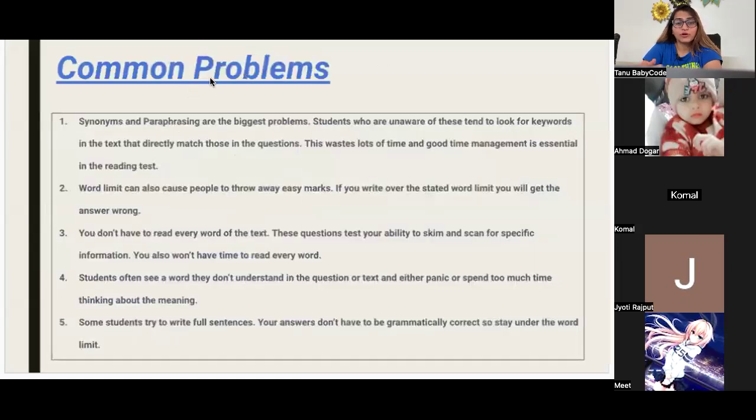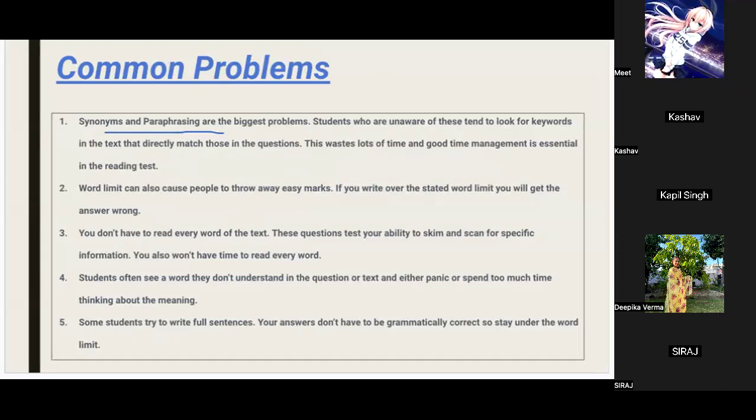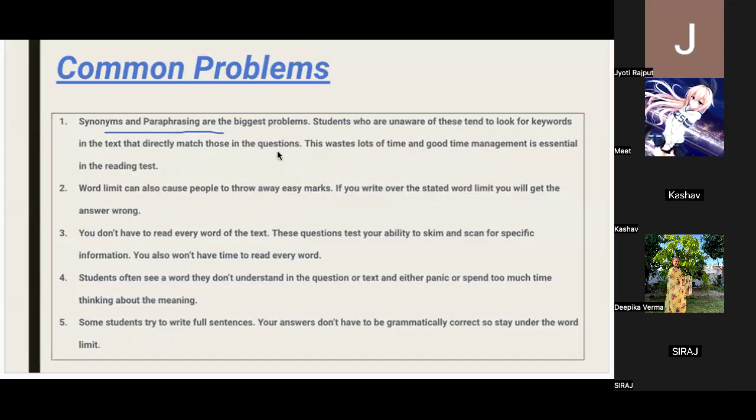Now, what are the common problems faced during short answer questions? Synonym, paraphrasing. This is the biggest problem that students face. The question is different with keywords, the passage is different with different keywords, right? So students who are aware of this tend to look for keywords in the text that directly match those in the question. सो उन स्टूडेंट्स के लिए बहुत इजी हो जाता है, दोज हु आर अवेयर ऑफ पैराफ्रेजिंग, कि उन्हें पैराफ्रेजिंग मिलेगी, दे विल लुक फॉर द एंटायर मीनिंग ऑफ द स्टेटमेंट, राइट?